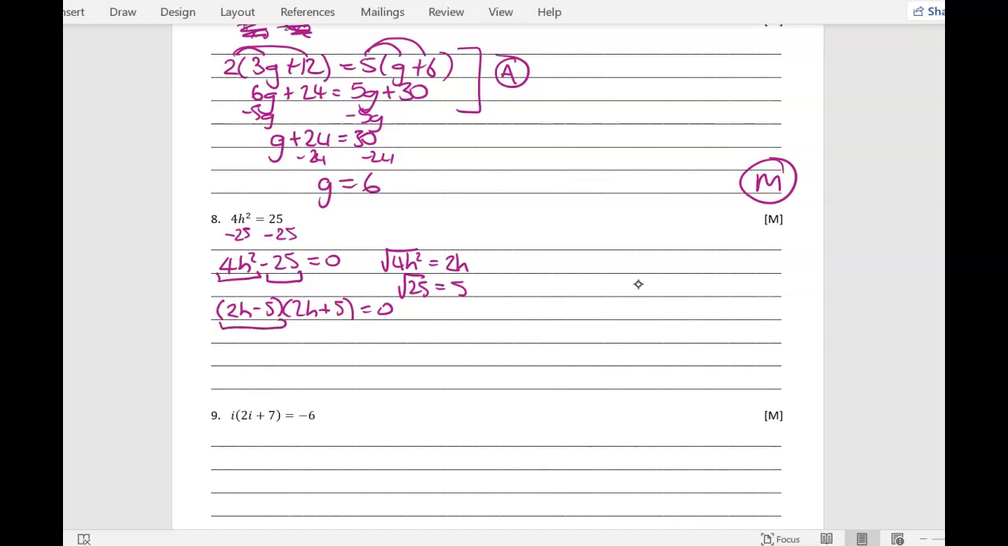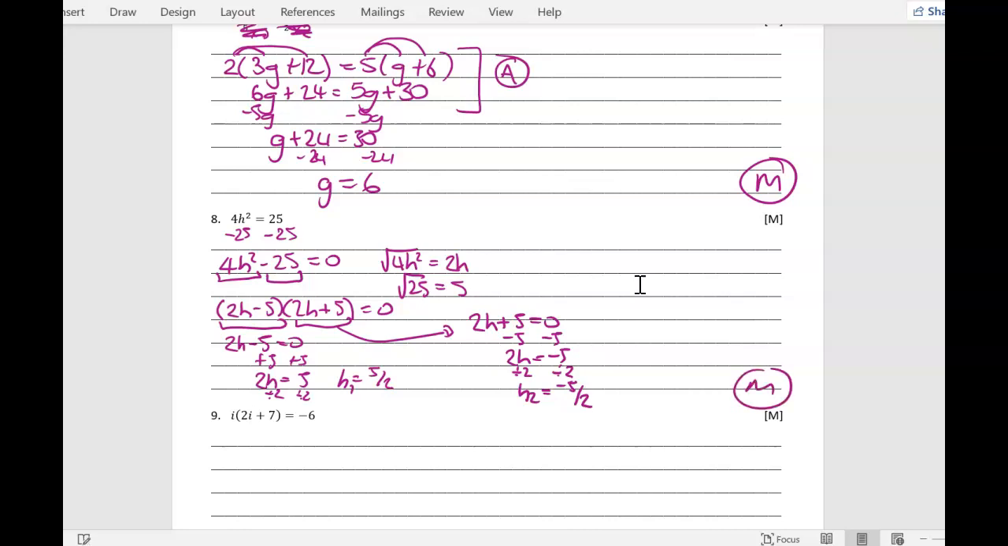Our first bracket, we're going to solve that. 2h minus 5 is equal to 0. We're going to go plus 5, plus 5. 2h equals 5. Then divide by 2, divide by 2. h is equal to 5 over 2. That's my first answer. I'm then going to do my second one. I'm just going to move it over to the side here. 2h plus 5 equals 0. Minus 5, minus 5. 2h equals minus 5. Divide by 2, divide by 2. Our second answer for h is negative 5 divided by 2. So if you got both of those answers, they got you to a merit.